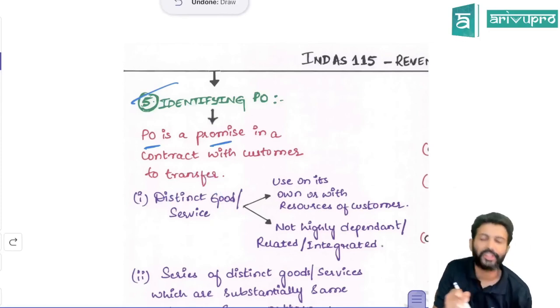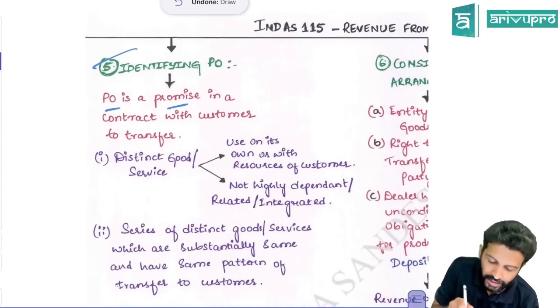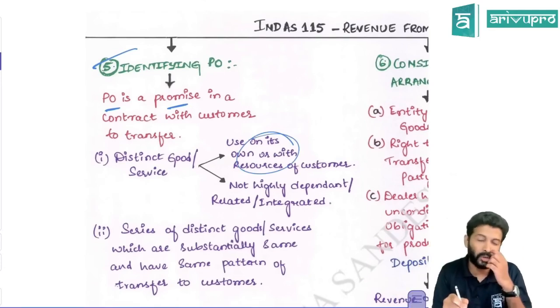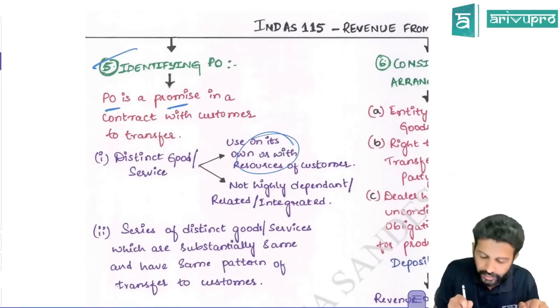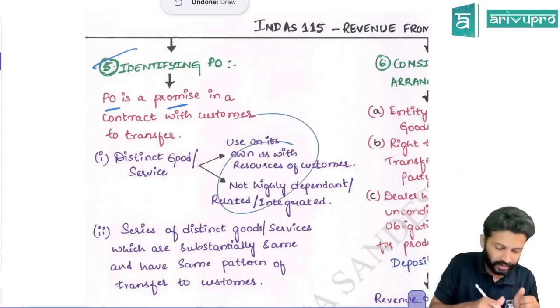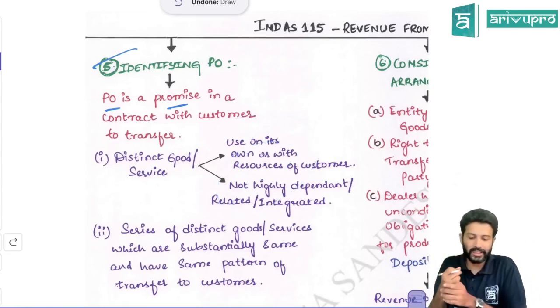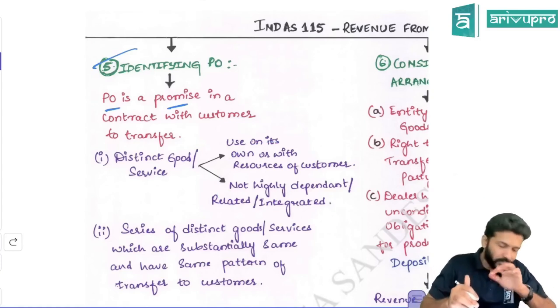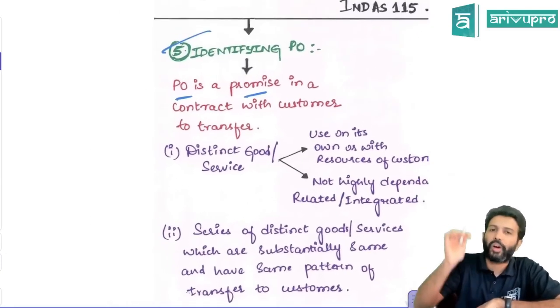When can you say it is a distinct goods or service? When the customer can use it on its own. We saw even for low value assets, the same condition: when the customer can use the asset on its own, and the goods are not highly interrelated and interdependent.